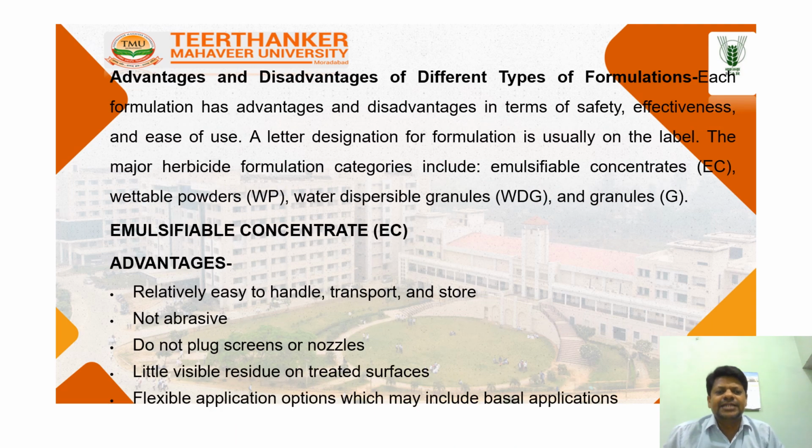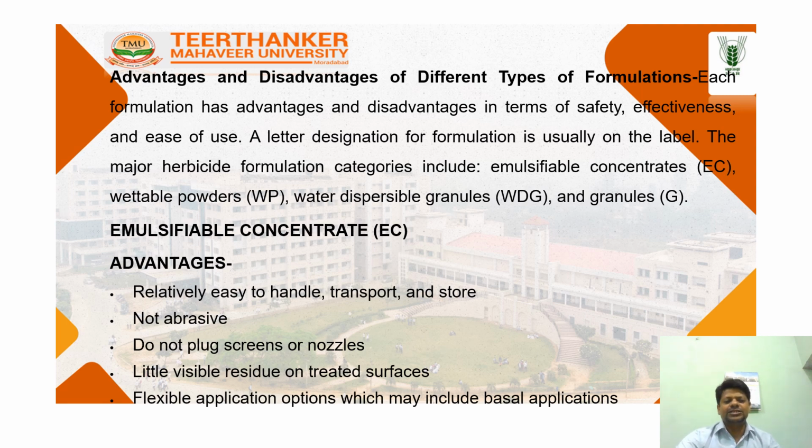Next, here are the advantages and disadvantages of different types of formulation, meaning what are its benefits. Formulations have advantages and disadvantages in terms of safety, effectiveness, and ease of use. The alternate designation of the formulation is usually on the label. The major herbicide formulation categories include emulsifiable concentrate, EC for short, wettable powder, WP, water soluble granules, WDG, and granules, G. These are the advantages of herbicide formulations.